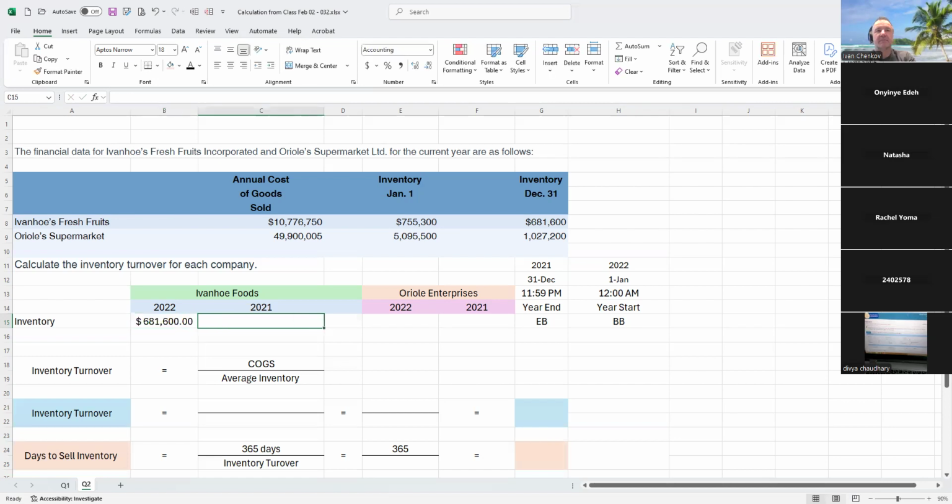$681,600. Ending balance for 2021 will be $755,300. Correct? Are you guys with me? Can you see my screen? Yes, professor. So the next company. What shall we do with the next company? Give me the ending balance for 2022.